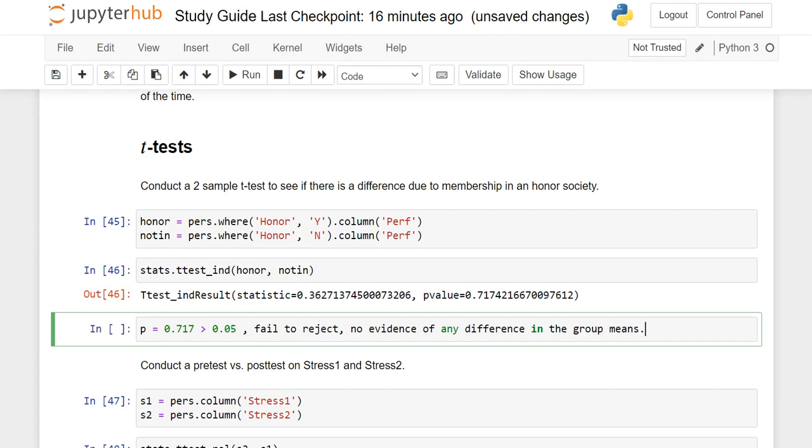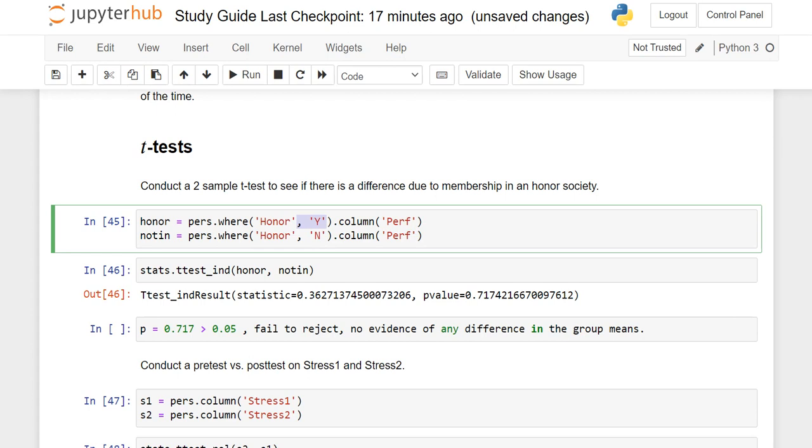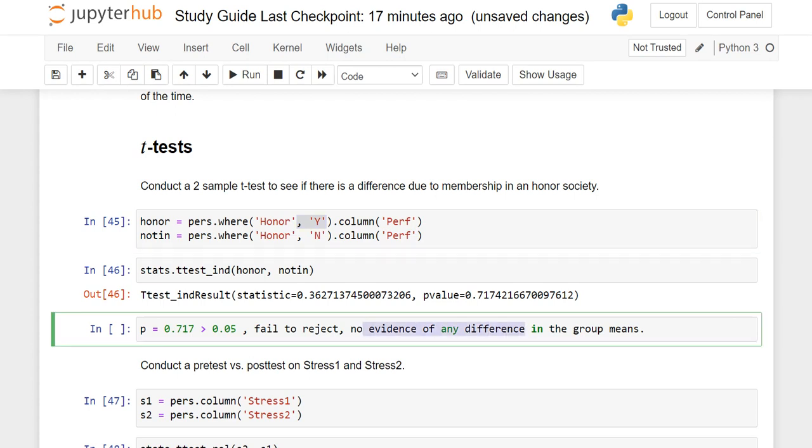Okay, so what do we find out? We found out that perfectionism scores don't really vary too much based on honor societies. So honor society students are not more or less perfectionistic on average than students who are not in honor societies. Some of them are perfectionistic, some of them aren't, but it's not in any way more likely or less likely due to their participation in an honor society. Okay, so we don't find any evidence of a difference in the group means.